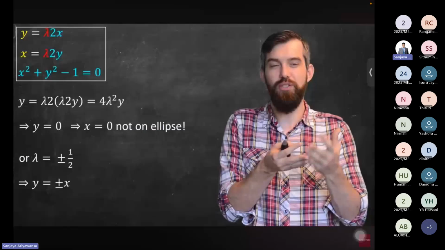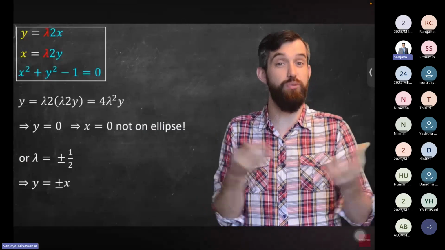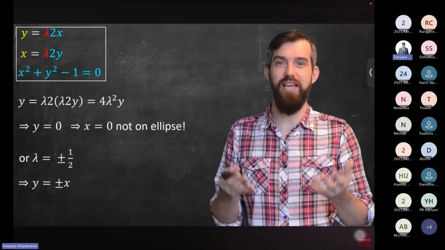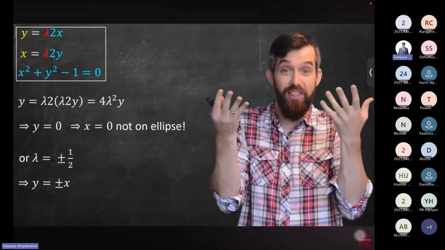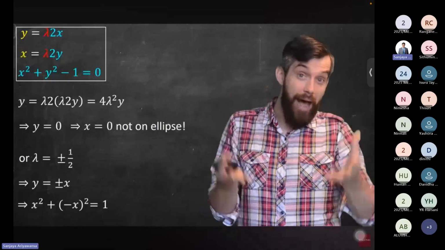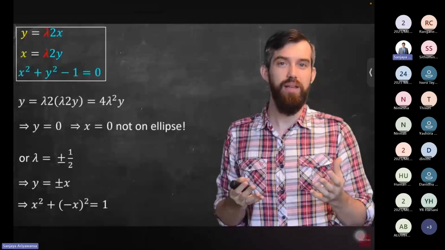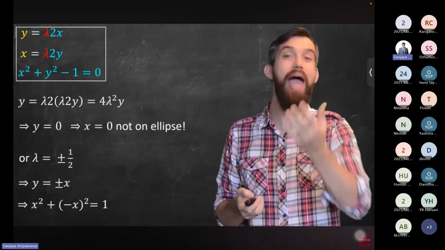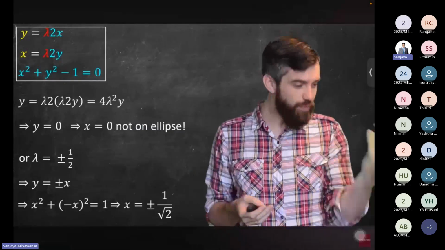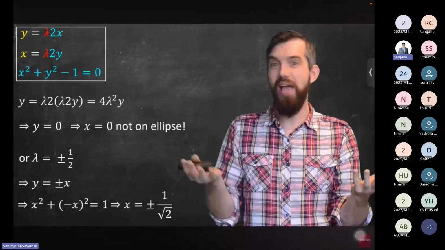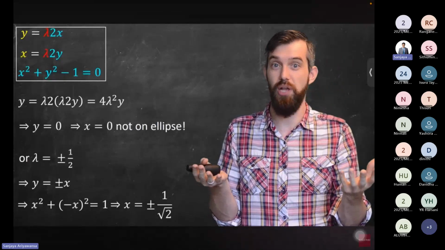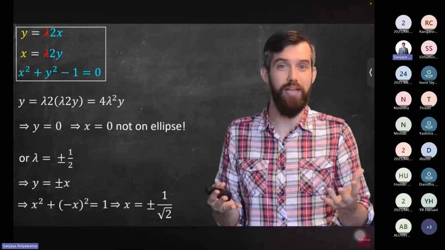If I take lambda equal to plus or minus 1/2 and plug this in, this tells you I have a relationship between y and x: y is plus or minus x. And now that I know this, if I take y is plus or minus x and substitute it finally into that third equation, into that constraint, I get x squared plus (minus x) squared is equal to 1. This tells me 2x squared is equal to 1, so x is plus or minus 1 over root 2. So there are really four possibilities here. x is plus or minus 1 over root 2, and y is plus or minus those values, so also plus or minus 1 over the square root of 2. So there are four different possibilities for the x's and the y's.